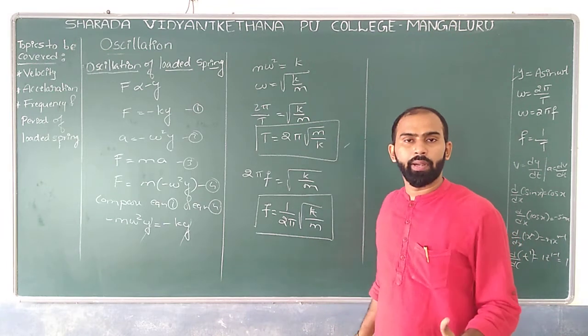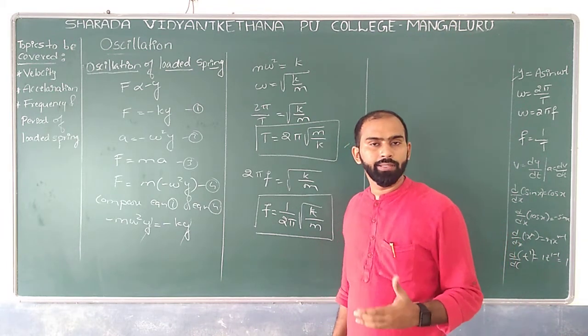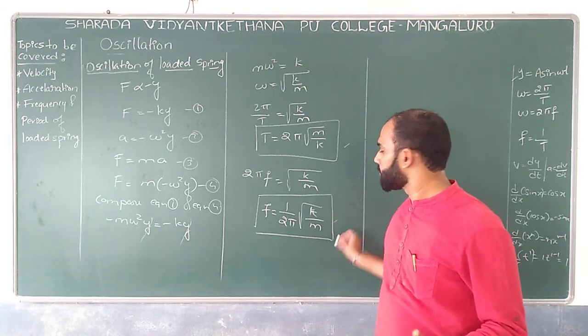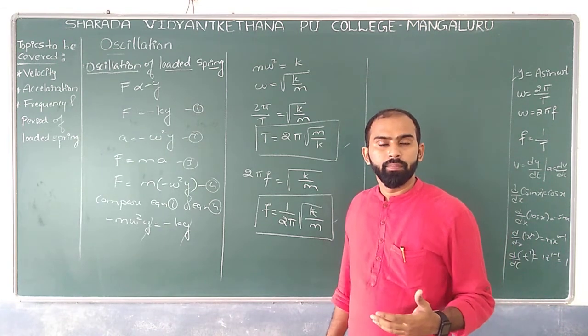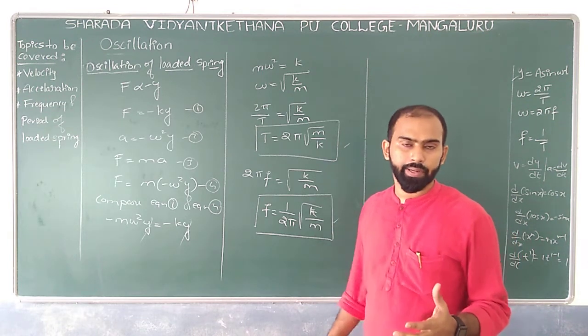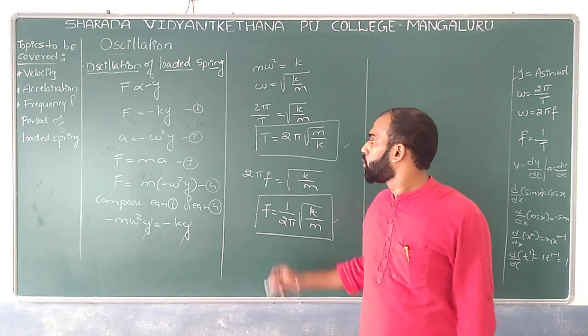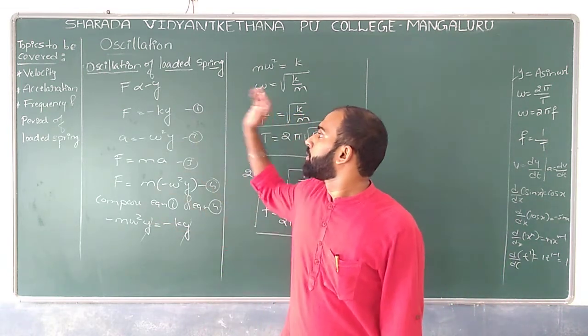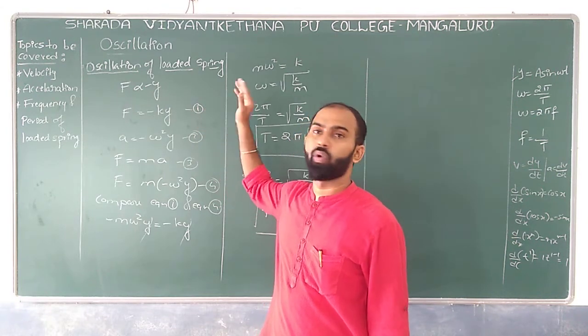Time period, what do you mean by time period? It is the time required to complete an oscillation. So what is the frequency? It is the number of oscillations in 1 second. That is called frequency. So this is how exactly we can differentiate basically between oscillation of a loaded spring.